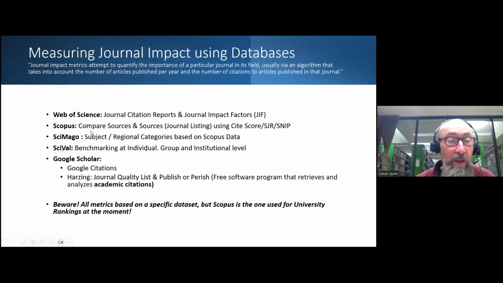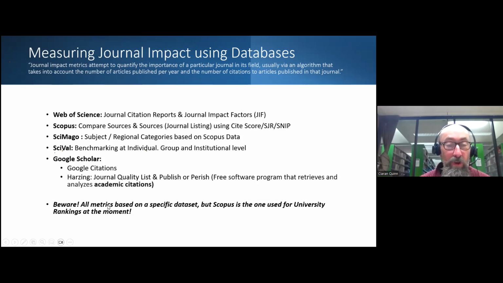SciMago work off the Scopus data, and they break it down a bit more by subject area, regional categories, and so on. Then SciVal, also Elsevier, sits on top of Scopus, and you can benchmark at a higher level. So you can look at yourself as an individual, look at your publications, where you're publishing. You can also do that at a group or institutional level. So you can create researcher groups. You can go into thousands of different institutions and you'll see how they're doing and break them down by subject area, analyze where they're publishing, all that kind of stuff. And then Google Scholar as well. There's the Google Citations tool you can use and the Harzing list of quality.